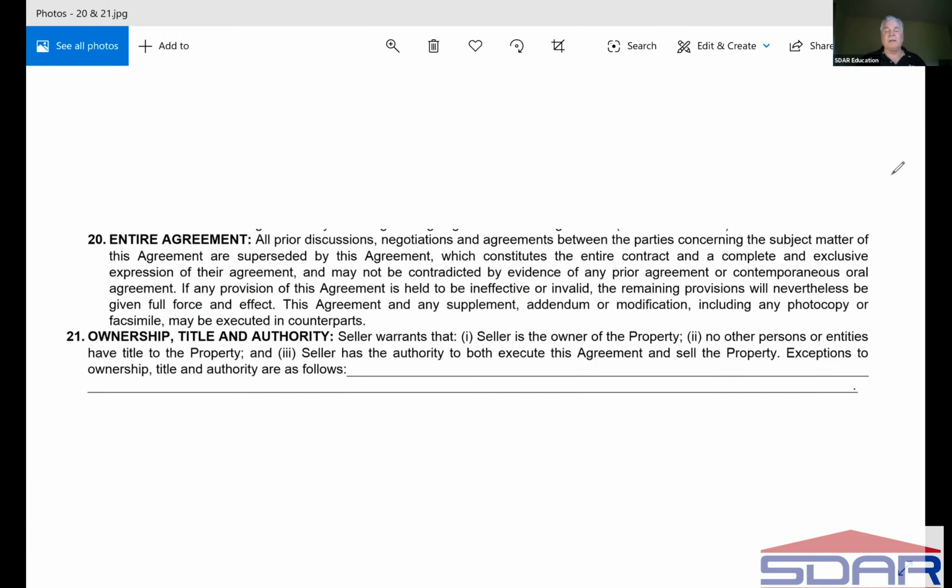Okay, so just because one paragraph goes away, and remember they're numbered, just because one paragraph goes away doesn't mean that the rest of it goes away. You're going to have to go after this as well. Okay, everybody good with that? All right, then this agreement, and any supplement, addendum, modification, including any photocopy or facsimile.